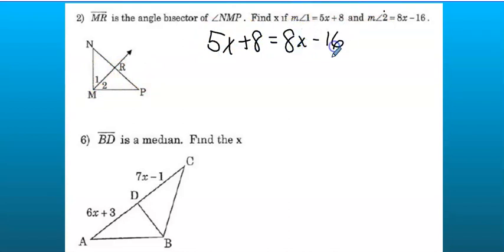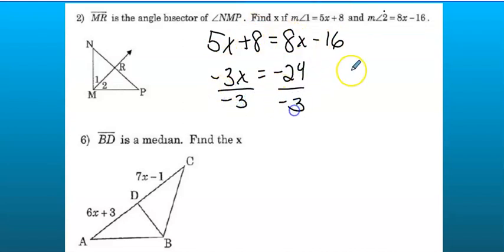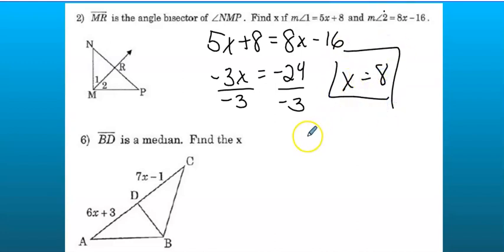and solve for x. I'm going to subtract 8x over here. That's going to be negative 3x. Subtract 8 over here. That'll be negative 24. Divide by negative 3. x equals 8. They only asked us to find x. They didn't ask us to find the measure of the angles. If they asked you to find the measure of one of the angles, then you would plug in the 8 up here. So 8 times 8 minus 16, and that would give you the measure of the angle. Let's see what else we've got.